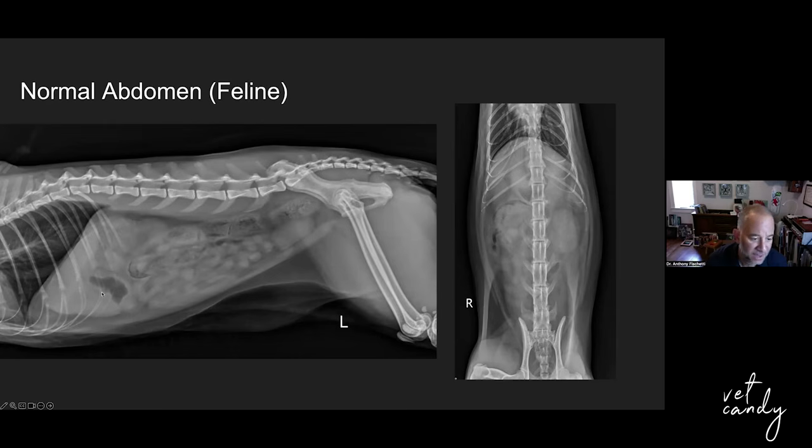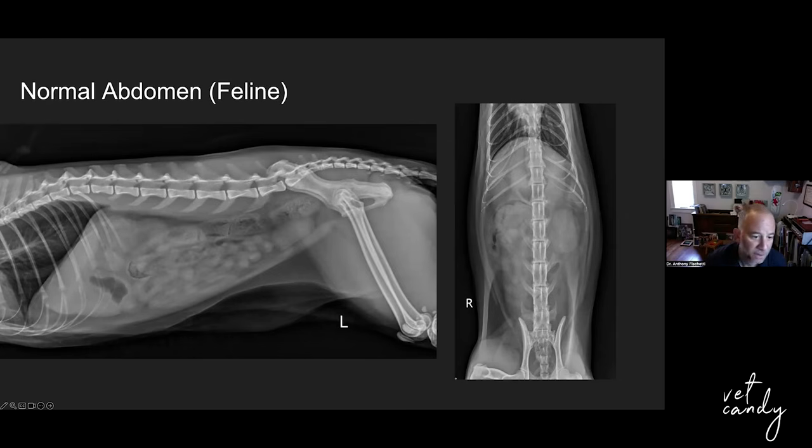Mild amount of stomach gas here in the pyloric antrum. The fundus is up here. This is the liver. Liver, vertebral column, pelvis, hips. On the VD view, you can see the left kidney very nicely because the colon is out of the way, but the right kidney is a bit hidden. It's hiding here. This is the head of the spleen on a VD radiograph in a cat, and this is the stomach.